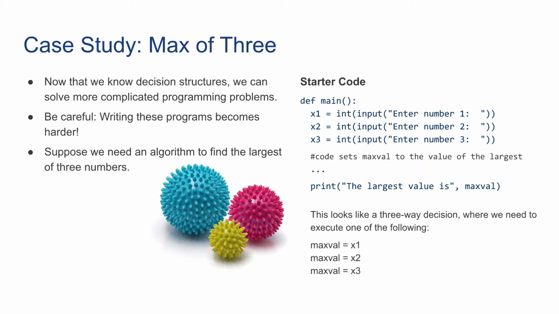So there are a couple of different strategies we could use to solve these problems, and let's look at the first one. Strategy 1, compare each to all. So first we can assume that x1 is the largest. So in that case, x1 must be greater than or equal to x2, and x1 must be larger than x3. In that case, max value is x1.